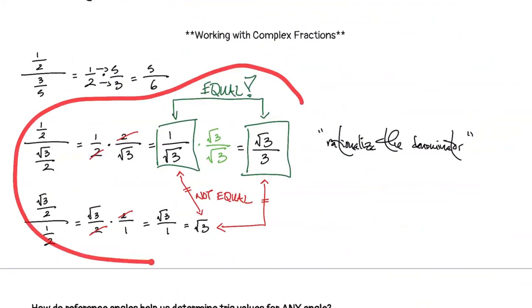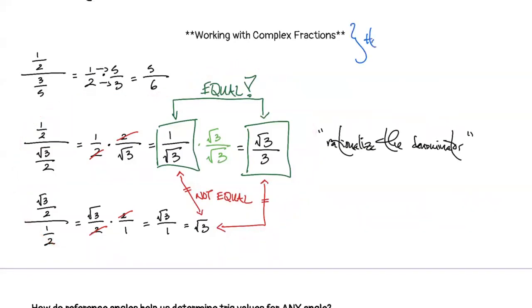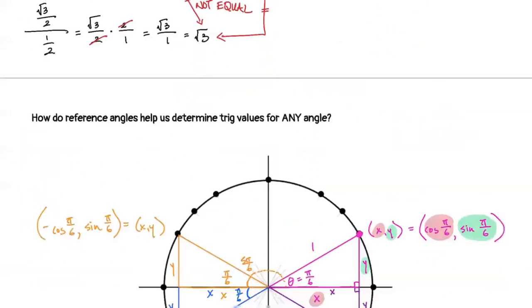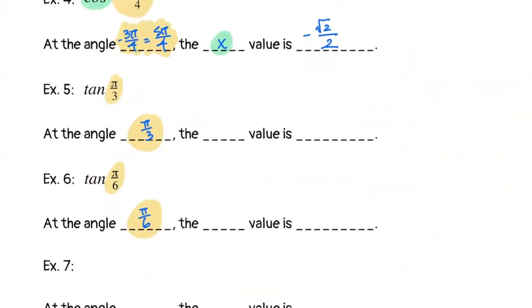Remember when we did these complex fractions? I was like, I don't know, maybe we should just brush up on these. The reason why I wanted us to work with these earlier is because we're going to need them to find tangent. Okay, so this is helpful to find tangent. All right, so here's how we describe this. If we want to answer example 5, where it says tangent of pi over 3, we say at the angle pi over 3, the y over x value is, and then we go to the angle and we grab the y over x value, okay?